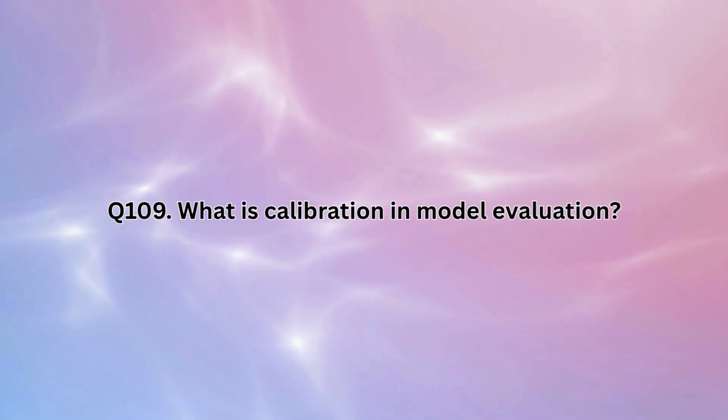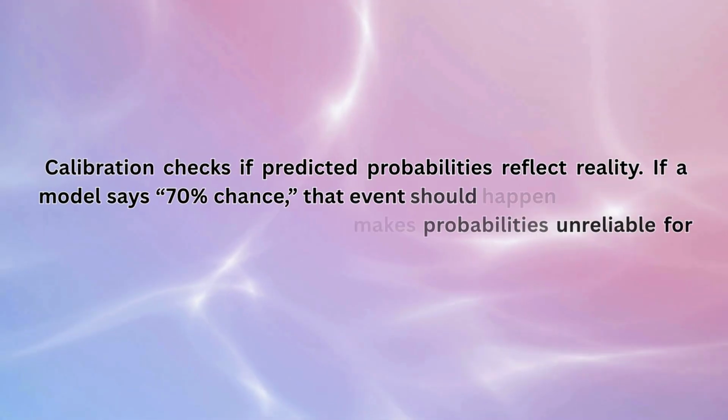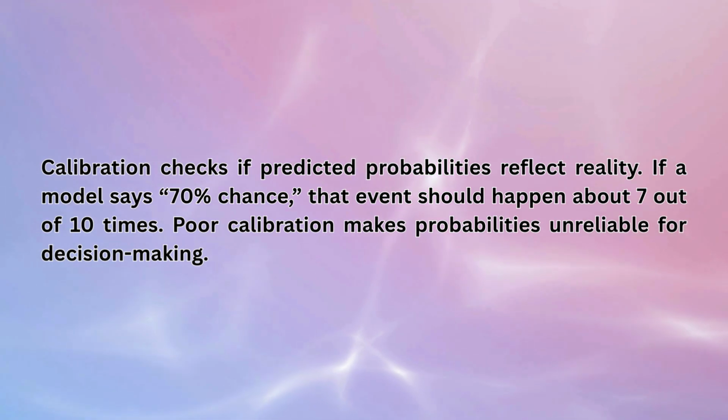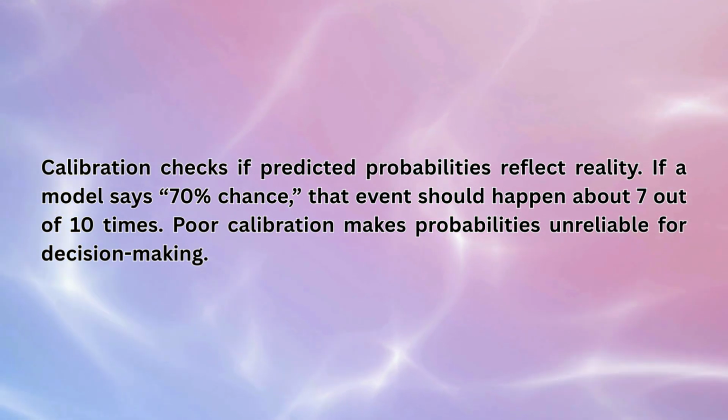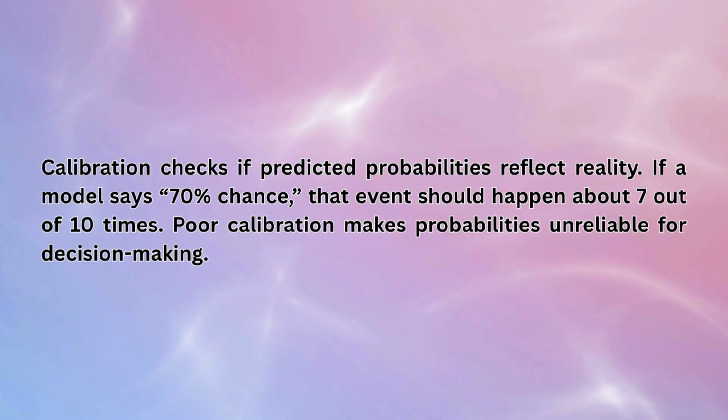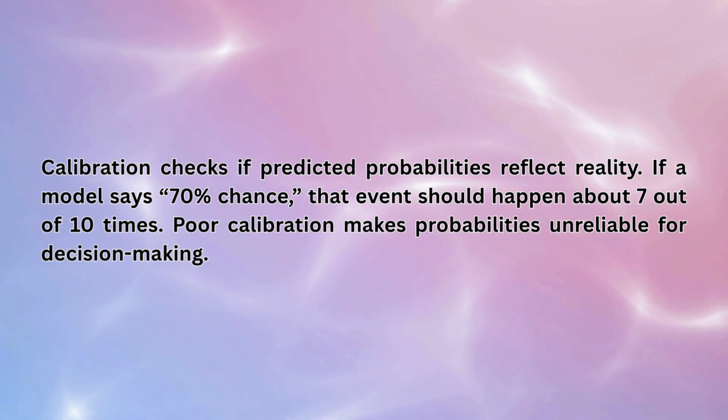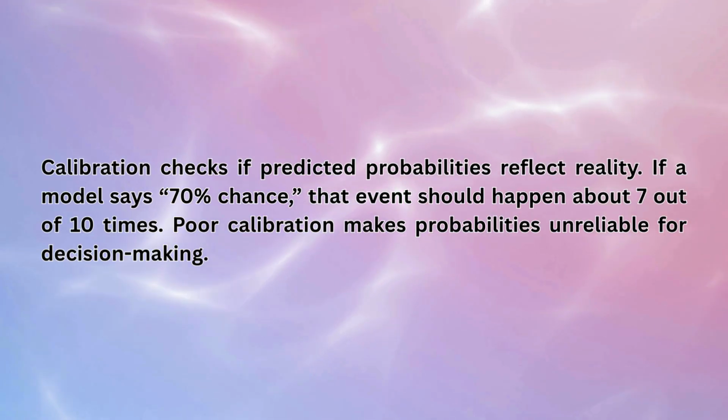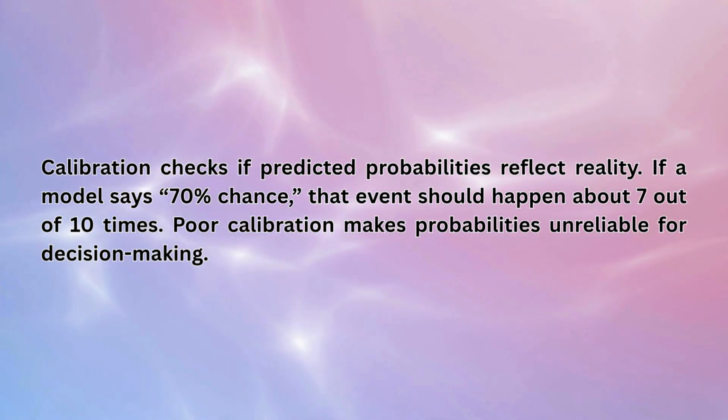What is calibration in model evaluation? Calibration checks if predicted probabilities reflect reality. If a model says 70% chance, that event should happen about 7 out of 10 times. Poor calibration makes probabilities unreliable for decision-making.